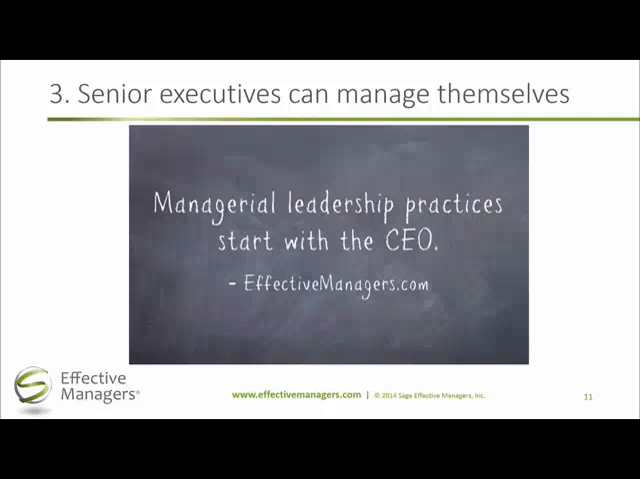The third fallacy that we have and that I'd like to address today is senior executives can manage themselves. This most often happens at the top of an organization. So the CEO has a senior management team and says to him or herself, these people have been around a long time, they have a lot of experience, they're really good at what they do, they don't need me to manage them, they can go ahead and do their work.